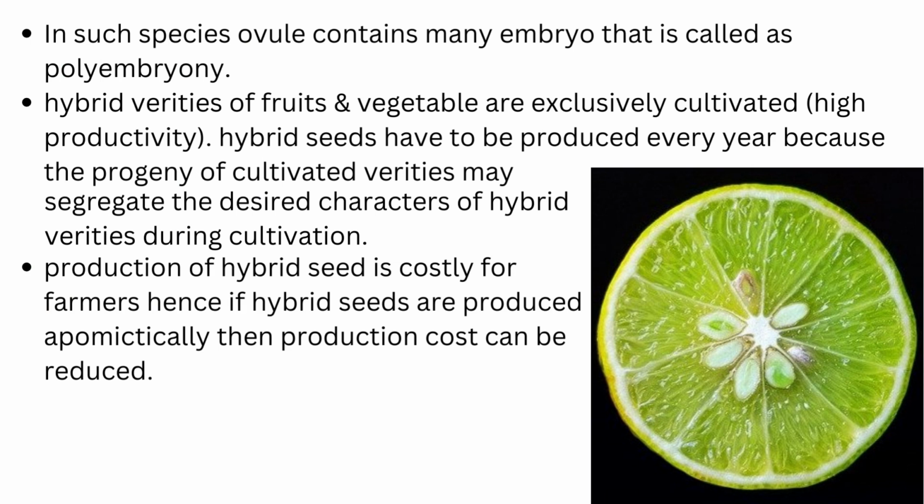Hybrid varieties of fruits and vegetables are exclusively cultivated. High productivity hybrid seeds have to be produced every year because the progeny of cultivated hybrid varieties may segregate and lose the desired characters during cultivation. Production of hybrid seeds is costly for farmers. Hence, if hybrid seeds are produced apomictically, then the production cost can be reduced.